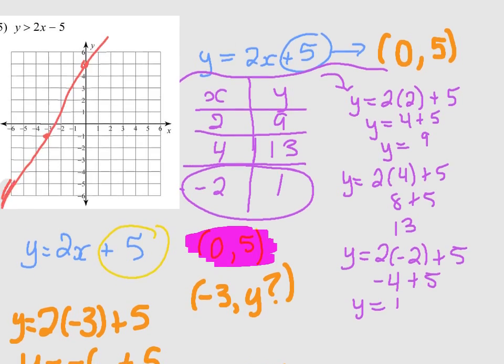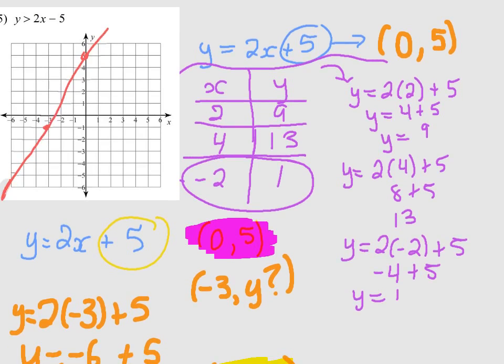Now I can focus on the inequality. My inequality says y is greater than 2x plus 5. Greater than means my line is going to be dotted, not solid. And because it's greater than, I'm going to shade on top of my line. So I would take my shading here and shade over here.